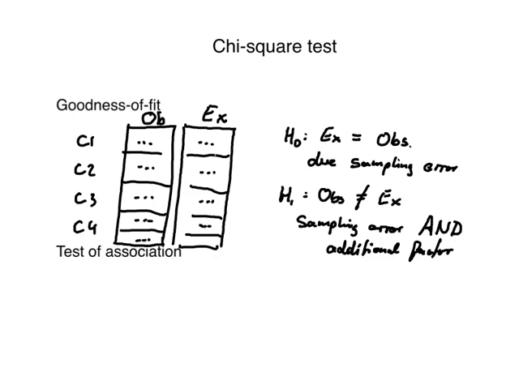Test of association. In this case, we have 2 or more categories, and it works perfectly well with more than 2 categories. So category 1, category 2, and again we have the same H0 and H1.